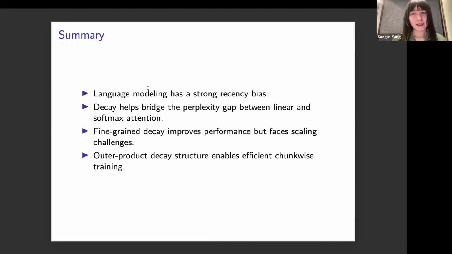Also, fine-grained decay and the D by D gating matrix would improve the performance, but at the cost that it will face some scaling challenges. And the way to go is to make it in an outer product form, so we can have the very efficient chunk-wise form for hardware-efficient training.